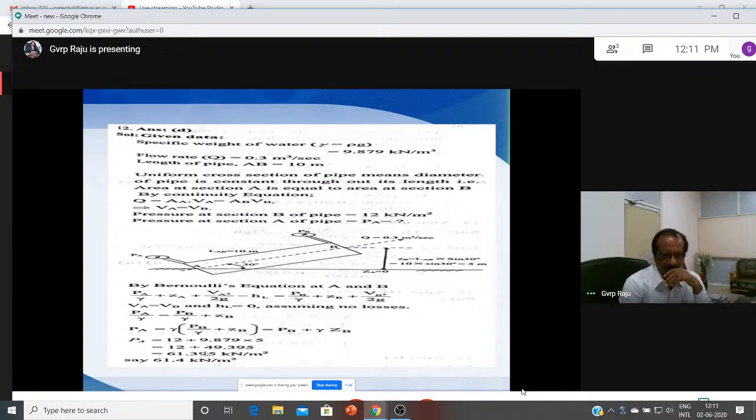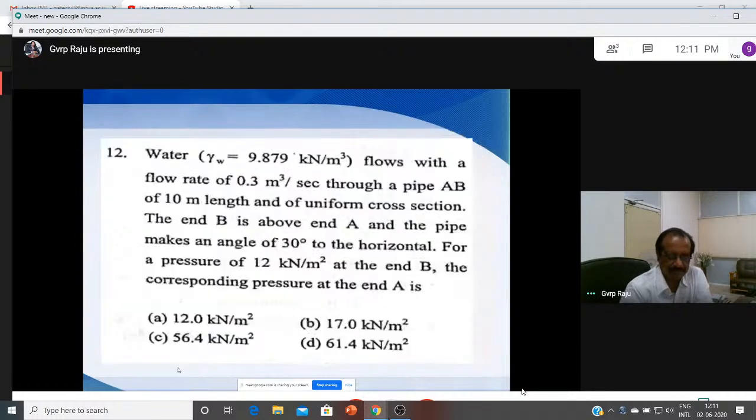So ZB is 5 and he has the gamma value, 9.879 into 5, and also he has given PB is 12. So 12 plus 9.879 into 5 is equal to 61.395, which is 61.4. So the answer is 61.4. Slightly a problem which requires some intelligent way of thinking. Otherwise, it will take a lot of time and you may lose marks also.